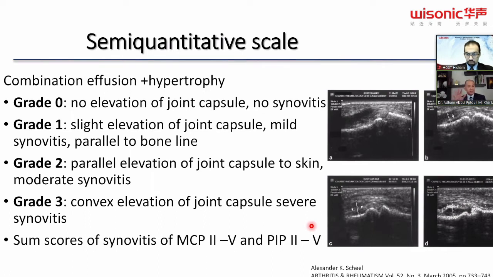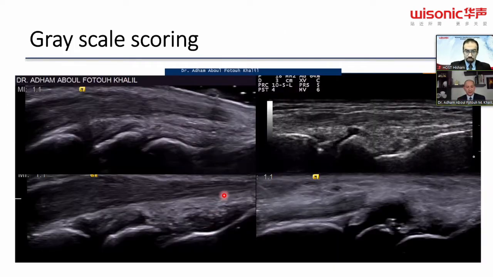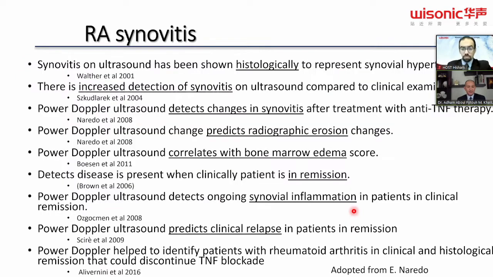However, this is a semi-quantitative score, and I think it's one of the most common and oldest ones used. And then at the end, they made the sum scores of synovitis from MCP 2 to 5 and PIP 2 to 5, and they collected the data from all these joints, because having one joint with an inflammation is not enough to diagnose rheumatoid arthritis. So this is the grayscale scoring with mild effusion, moderate effusion, and then here we have a convex capsule that shows marked effusion of the joint.